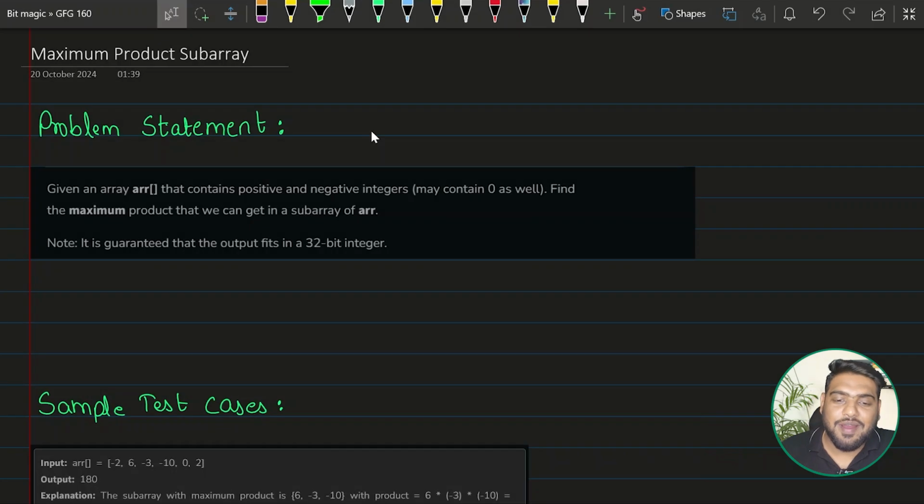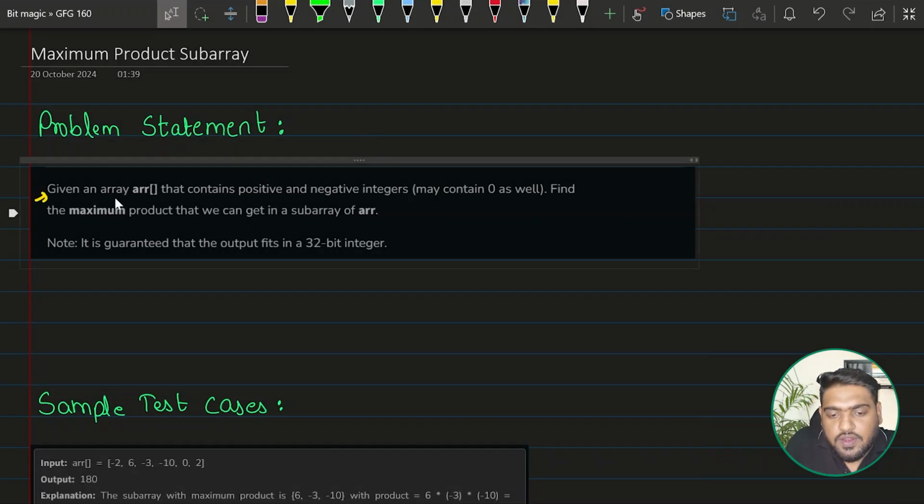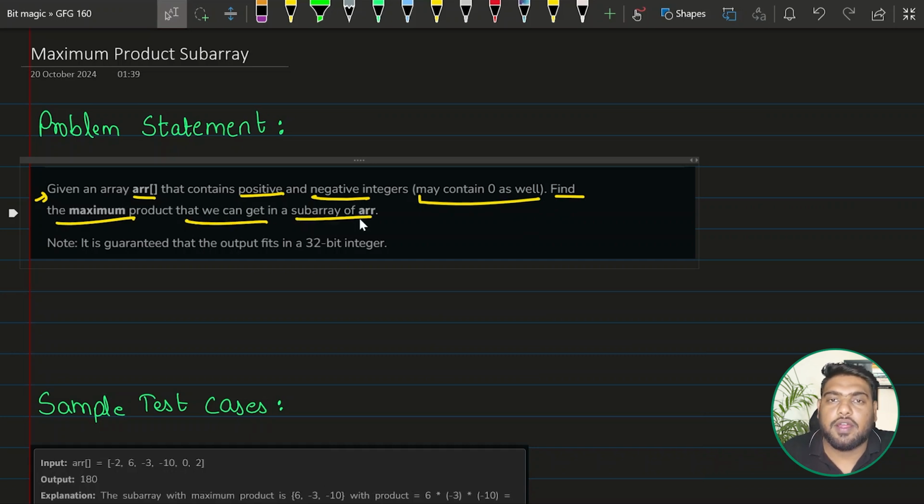Let's start solving maximum product subarray. Reading the question, it says: given an array ARR that contains positive and negative integers, which may contain 0 as well, find the maximum product that we can get in a subarray of ARR.